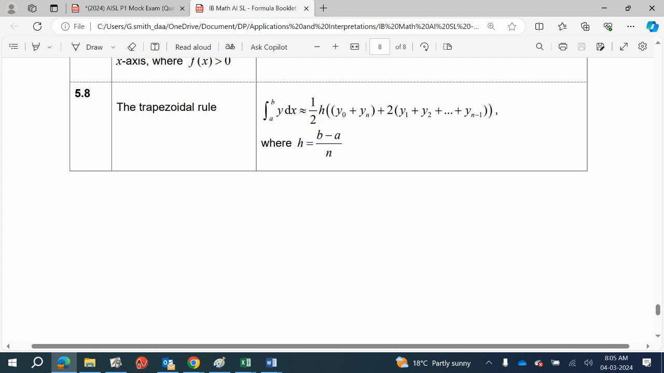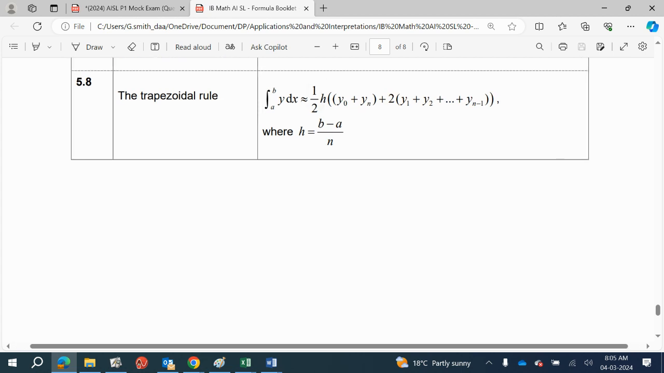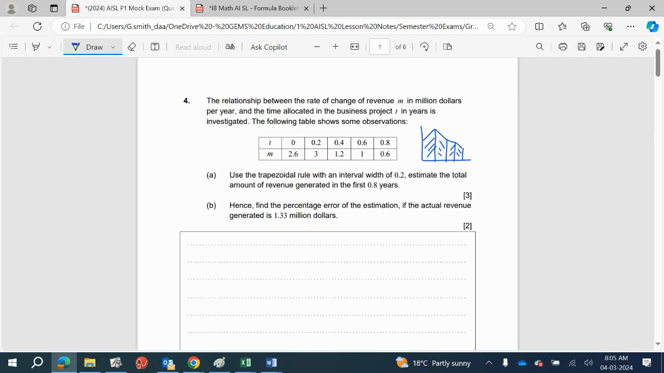The formula for this has this H here. This H caused a lot of problems, knowing what H is. This formula here that people tried to use, they didn't really know what it meant. So let's have a little look at this one. H is the step size. It actually tells you in the question on this one: step size, interval width.